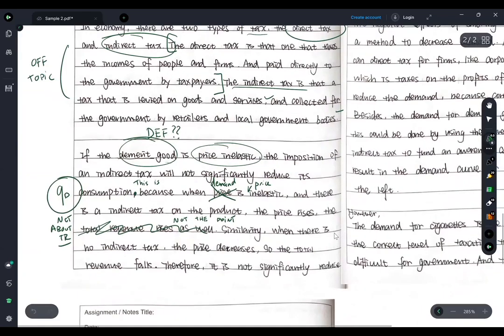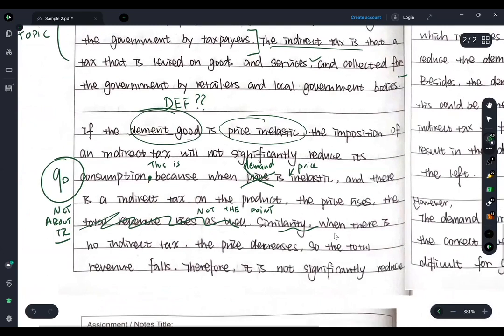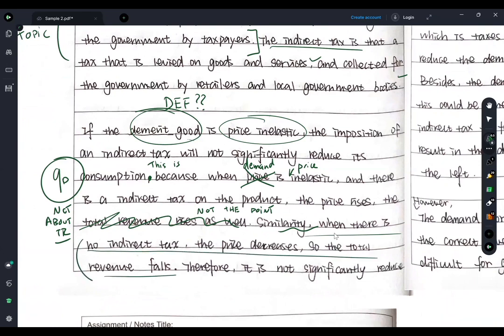Similarly, it's the same thing, spelling mistake here. Similarly, when there is no indirect tax, I'm a bit puzzled, we'll see. The price decreases, so the total, okay, that doesn't make sense. It's just unrelated.